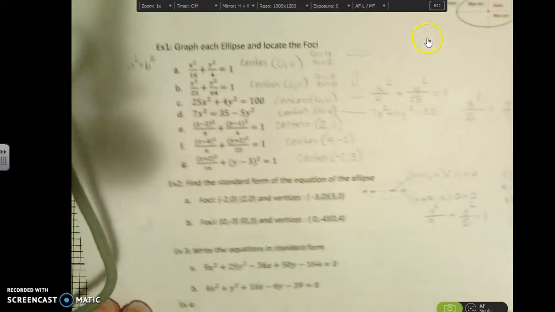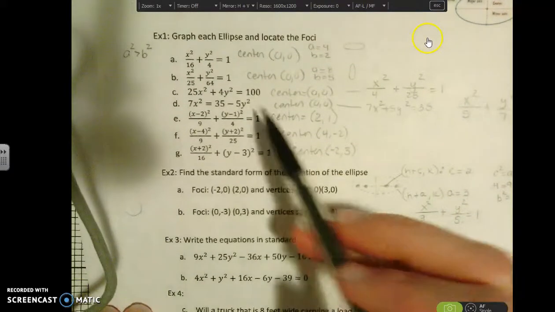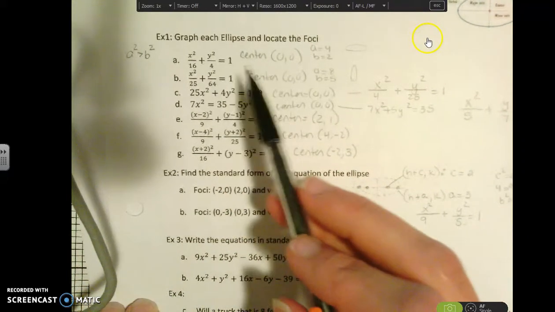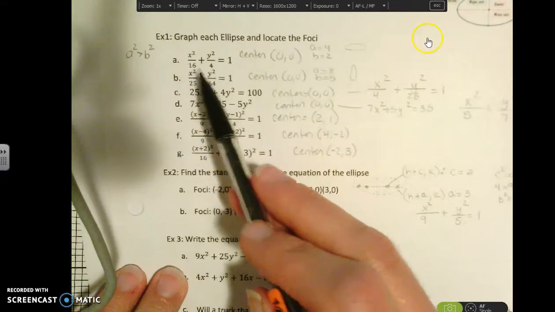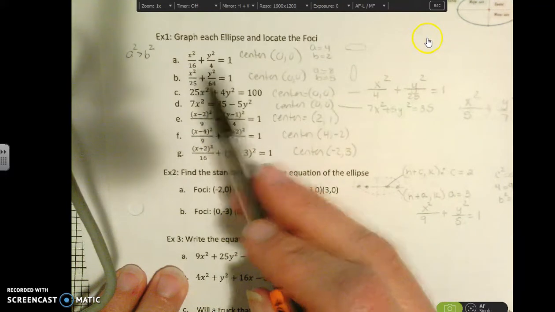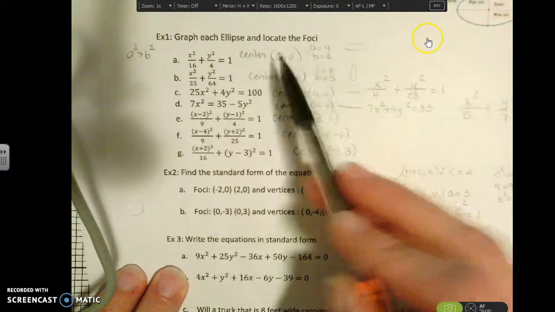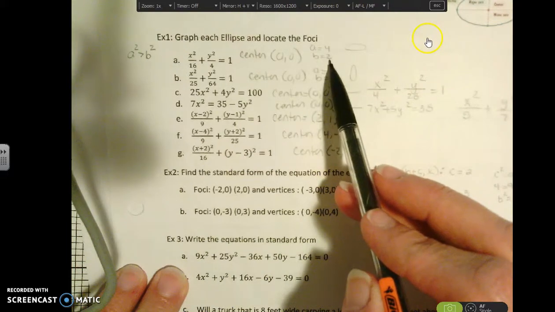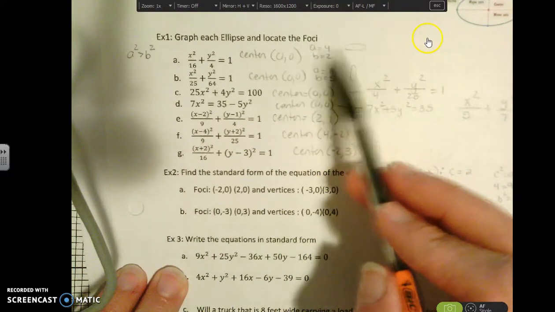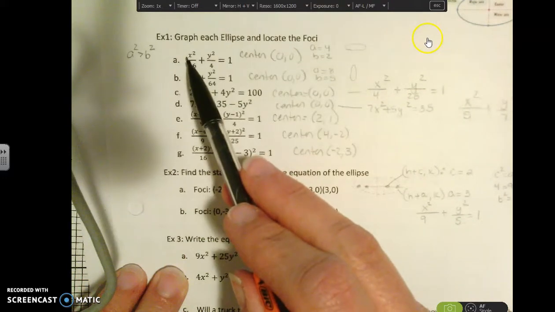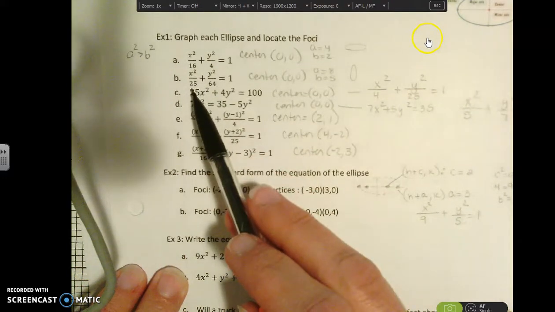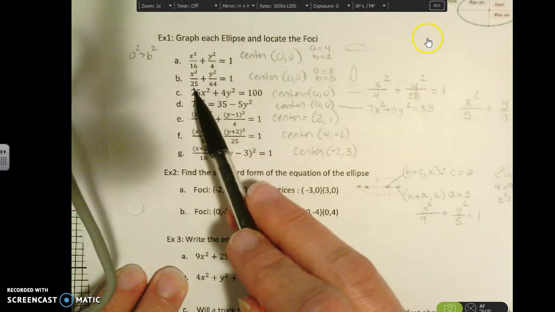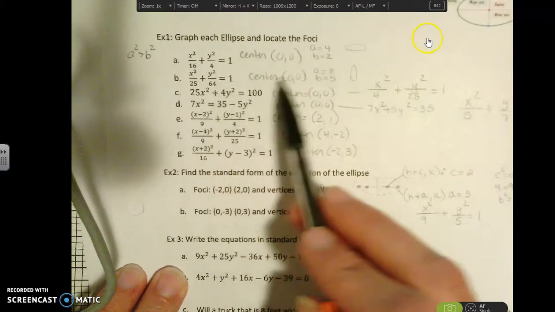So as we look at these examples that I gave you, you'll notice that on the first one, our center is 0, 0. So the H and the K is 0 and 0. Since 16 is bigger than 4, then that means A has to be the 16. So A squared is 16, therefore A is equal to 4, and B is equal to 2. So our ellipse is going to be a horizontal ellipse because the larger value is under X. On the next one, again, our A squared value is going to be 64, B squared value is going to be 25, our center is going to be 0, 0.